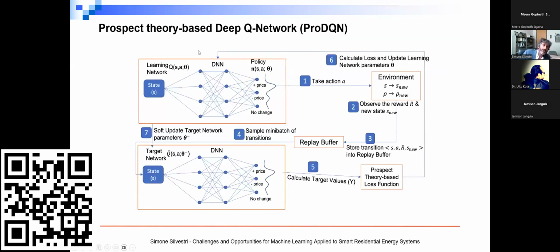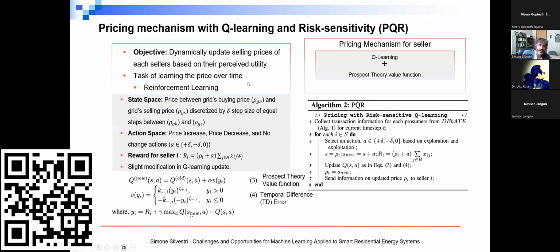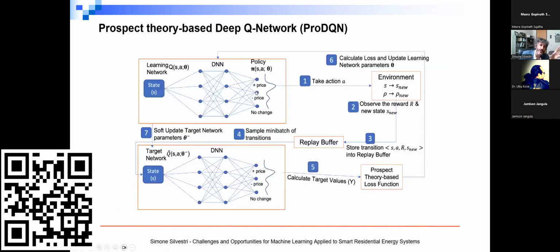We also proposed, this previous algorithm is based on Q-learning. And as you know, Q-learning sometimes has problems when the Q table tends to be too big. And so we also proposed deep Q network in order to address this issue, in which basically we have two networks, a learning network and a target network.